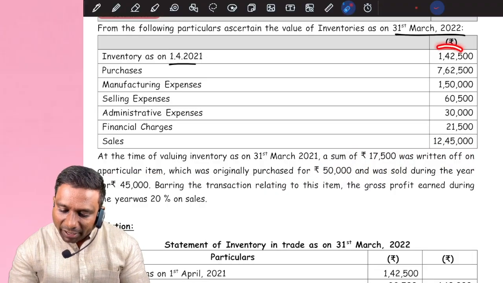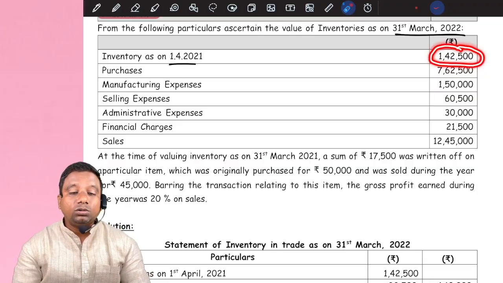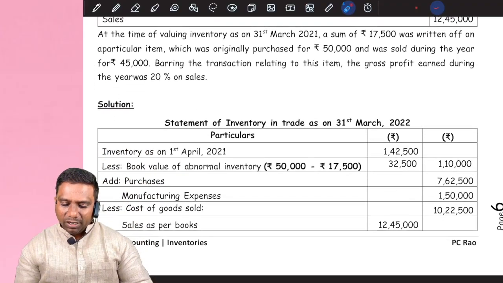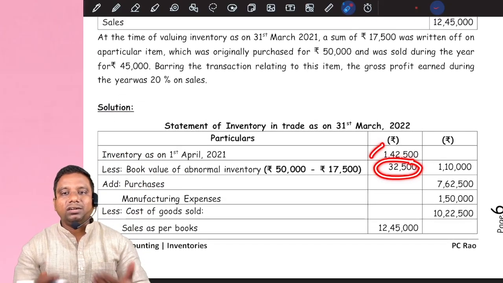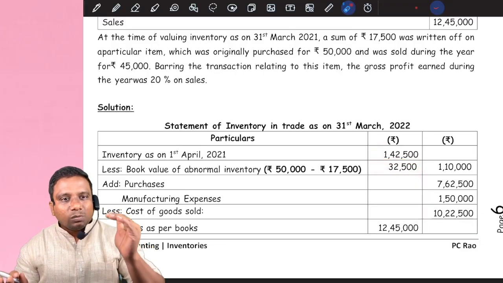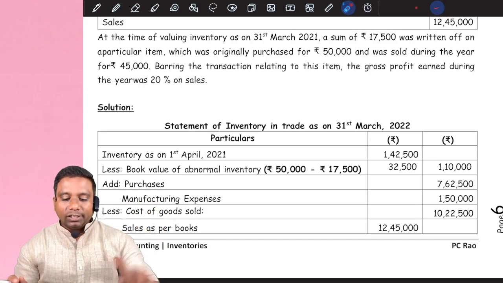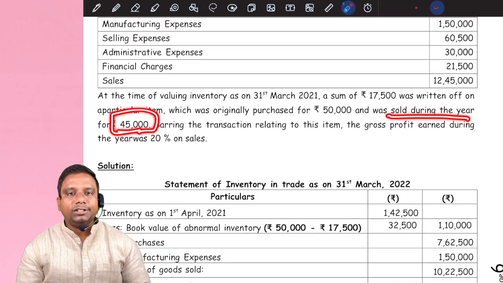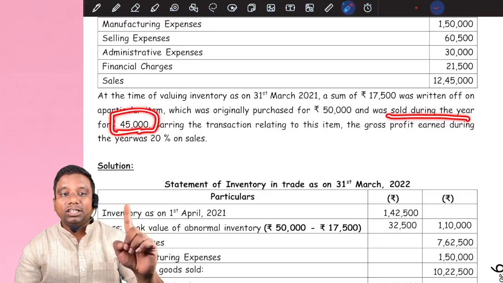So 1,42,500 includes 32,500 of abnormal goods. Ignore. Immediately ignore. 1,42,500 minus 32,500. The abnormal goods cost is ignored from the cost of opening stock. And these were sold during the year for 45,000. These abnormal goods are sold at 45,000.